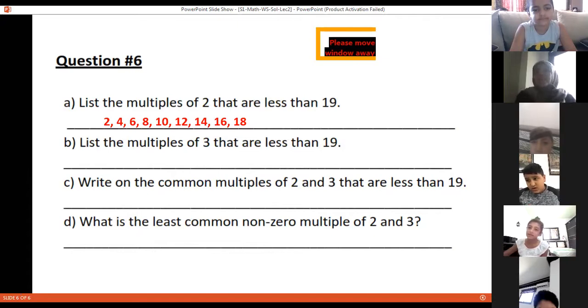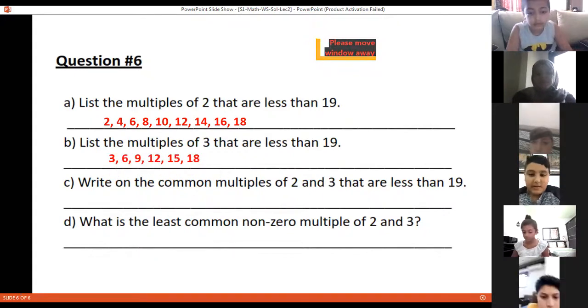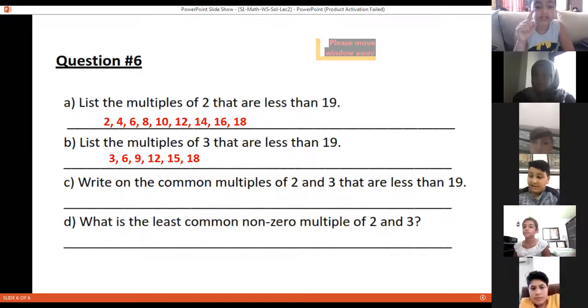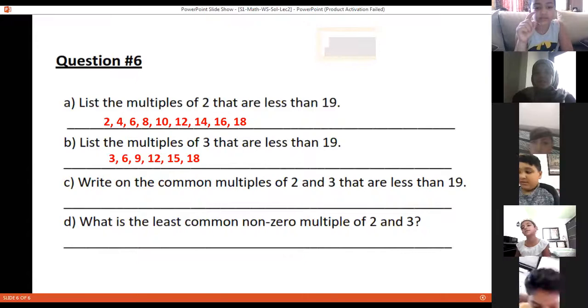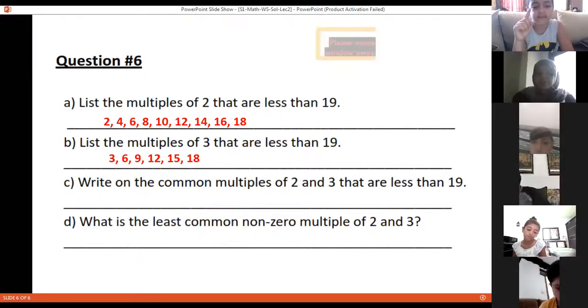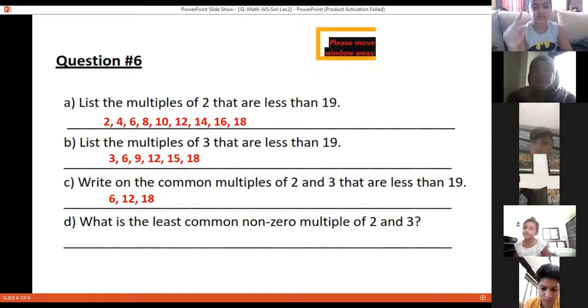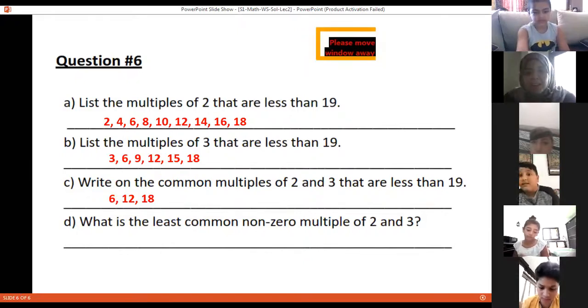18. Very good. So do you all agree? Do you all have the same answers? Yes. Now what are the common multiples of 2 and 3? 6, 12, 18. Yes, Yusuf. 6, 12, 18. What's the least common multiple?